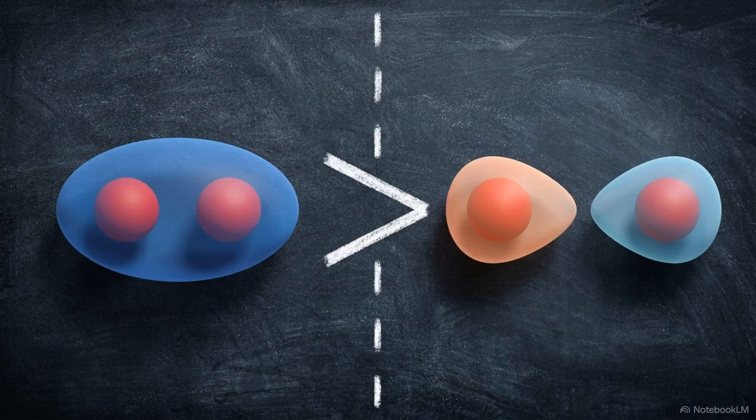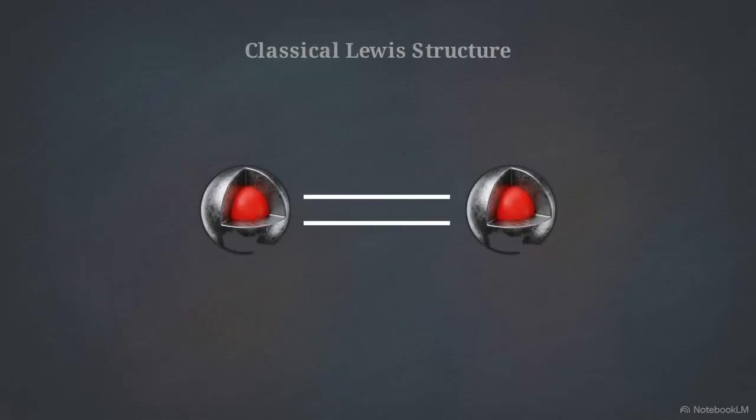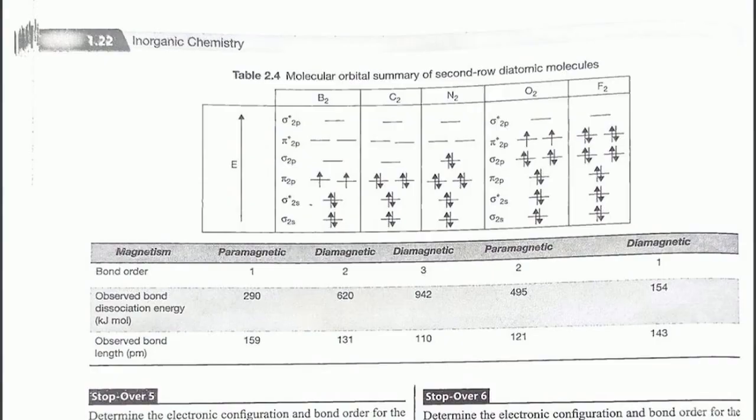We can observe the failure of localized models directly in liquid oxygen. It reacts strongly to magnetic fields. It is paramagnetic. Yet, if you draw a classic Lewis structure for O2, every single electron appears perfectly paired. This chart displays the molecular orbital energy level diagrams for second-row diatomic molecules. It is the only theoretical framework capable of resolving the oxygen paradox.